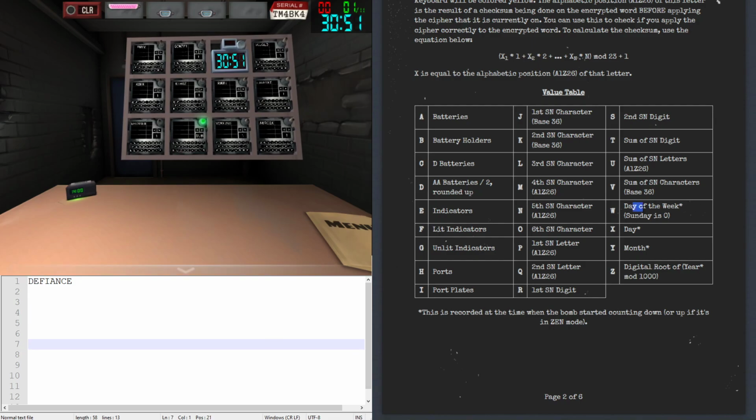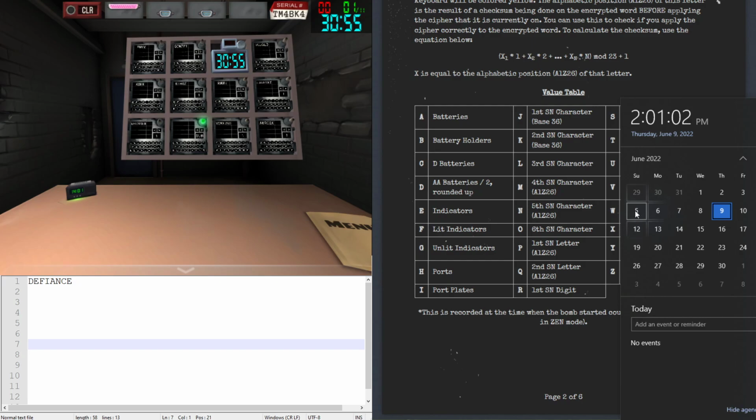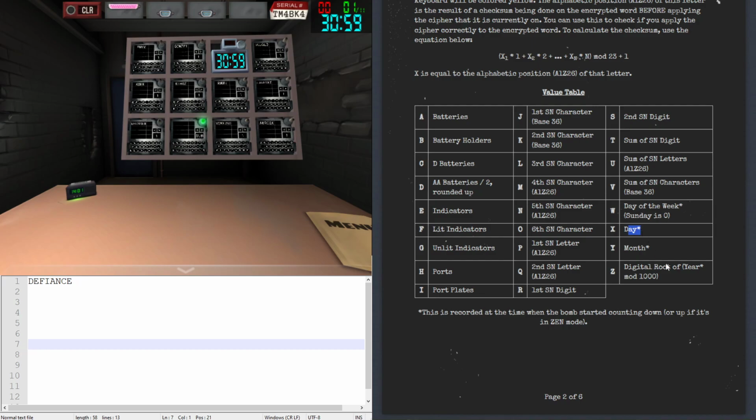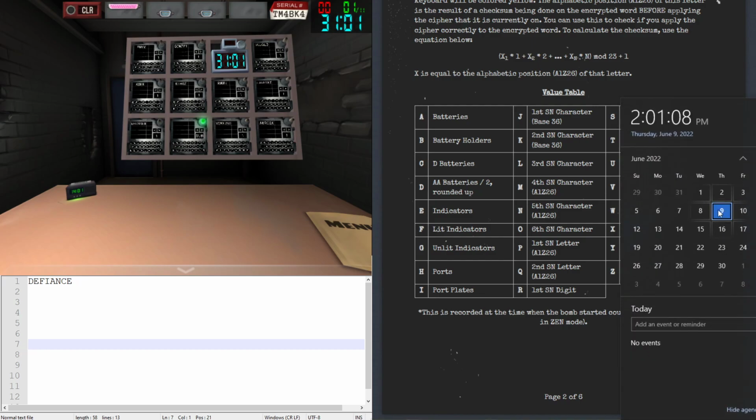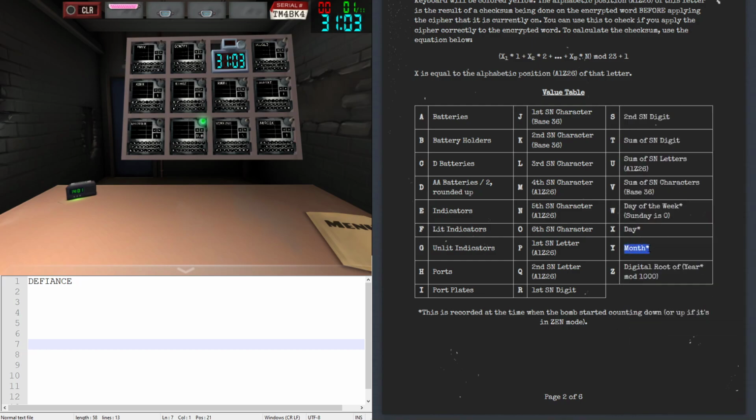But for the day of the week, Sunday starts at 0. And if I go over here, 0 would be here, then 1, 2, 3, 4, 5, 6. The day itself is basically the numeric day, which is today's the 9th. The month is the numeric value of the month. It is June right now, so it would be 6.